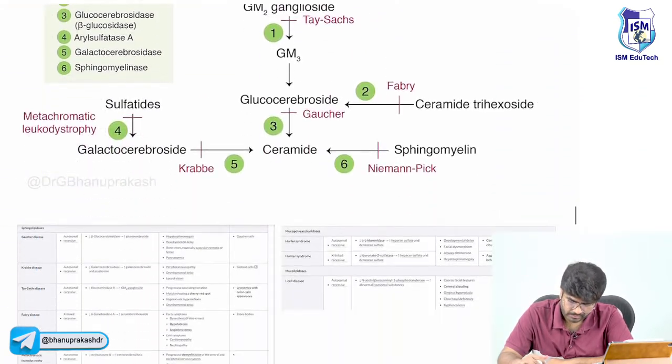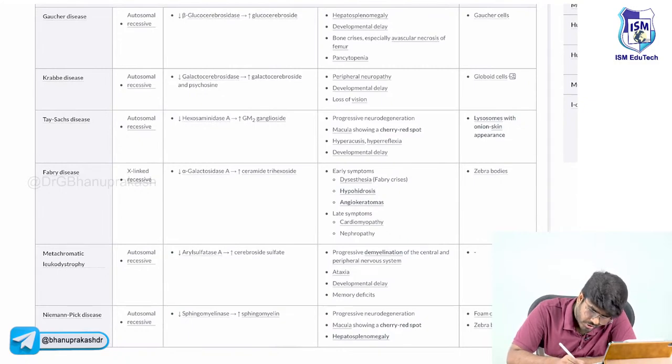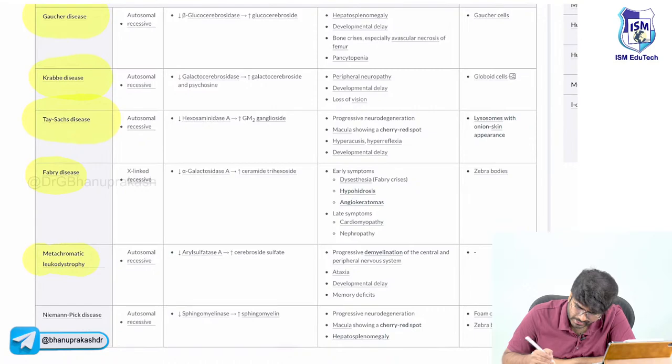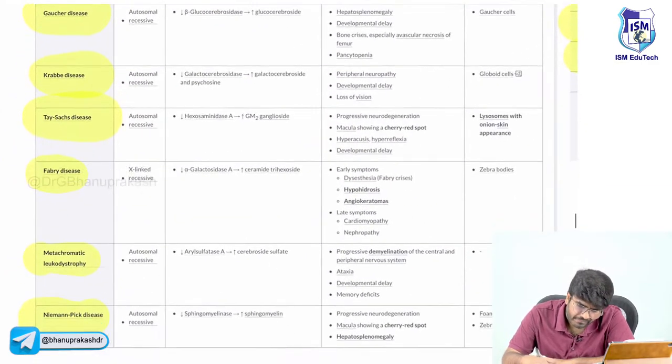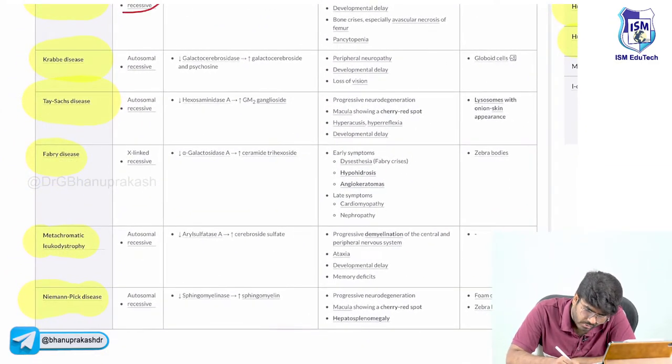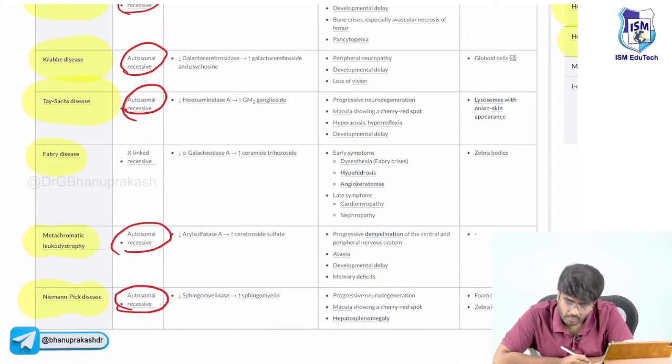I will show you. For example, if you look here, I am discussing Gaucher's, Krabbe's, Tay-Sachs, Fabry's, Metachromatic leukodystrophy, Niemann-Pick's. On this side, Hurler syndrome, Hunter syndrome. Now, look, everyone is autosomal recessive. Everyone is autosomal recessive. Exceptions are what?